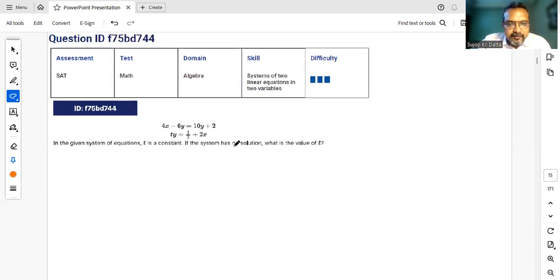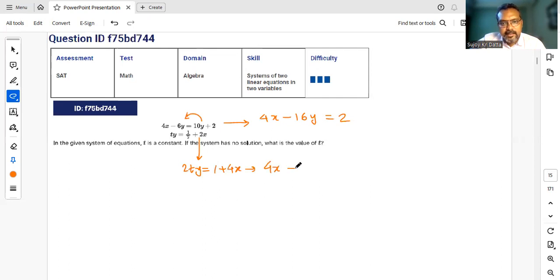Next, again, we do have a question with a no solution scenario. Let's simplify this. Let's get the y on this side. So we have 4x minus 16y equals 2. And this one, let's multiply by 2. So we get, the first step would be 2ty equals 1 plus 4x. And then rearranging, 4x minus 2ty equals minus 1.